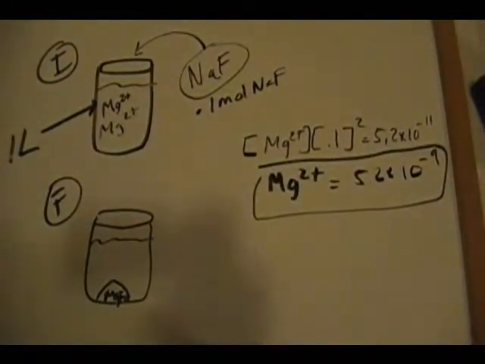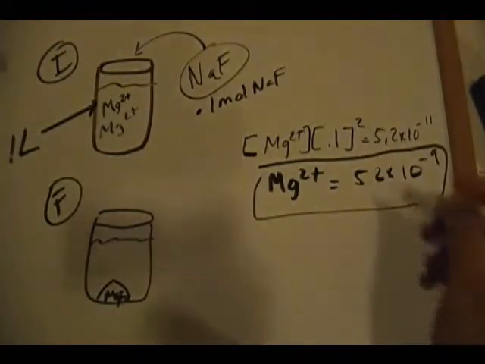Now, the question that some of you guys are asking yourselves right now is, what is this guy doing? Well, the question is, why didn't we use an ice table? That's one of the questions you may be thinking. Or, why didn't we plug in 2x for the concentration of fluorine? Why didn't we multiply 0.1 by 2, right?